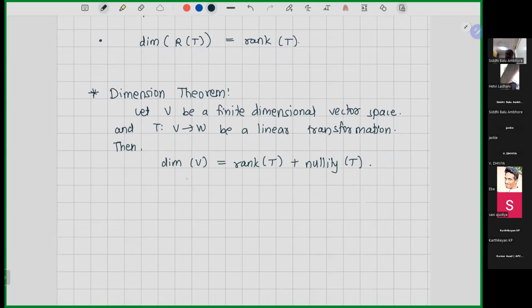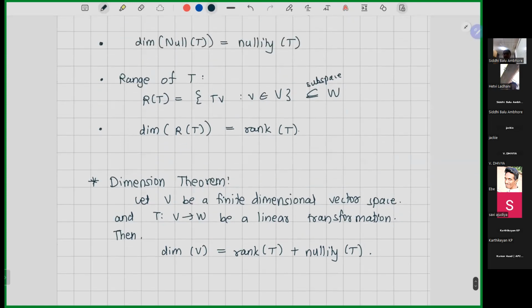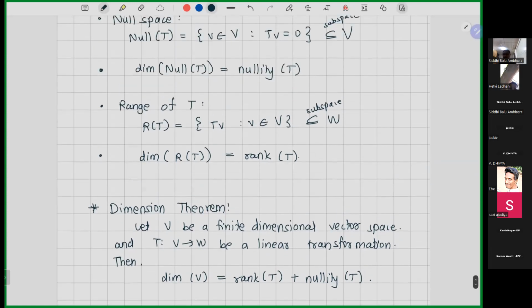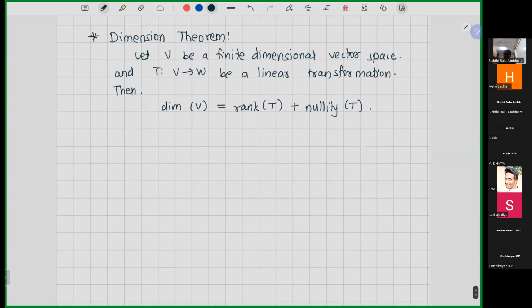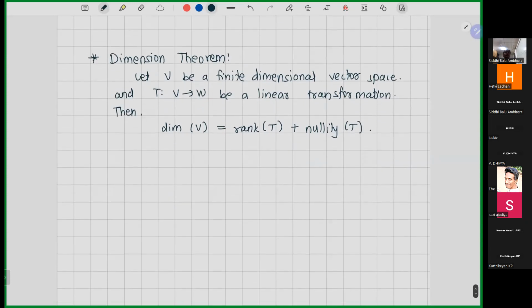So V is a finite dimensional vector space, so its dimension will be some number, and it will be equal to the rank of T, that is the dimension of the range space of T, plus the nullity of T, which is the dimension of the null space of T. Keep this in mind: the dimension of V is equal to rank T plus nullity T, because that's what we will be using.